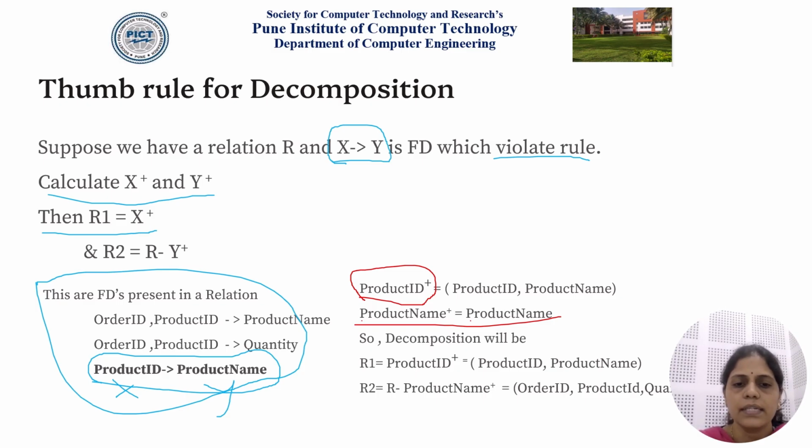So hence the decomposition will be: R1 is equal to X plus. X plus is product ID plus, that is nothing but product ID and product name. And R2 is equal to R minus product name plus, so that is equal to order ID, product ID and the quantity.